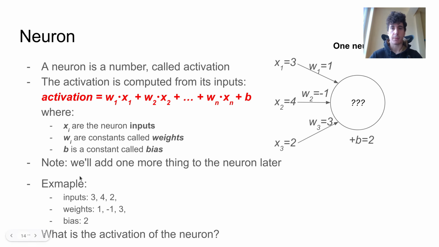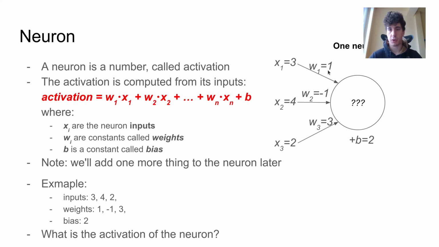So let's take an example. Let's say we have inputs 3, 4, and 2, weights 1, minus 1, and 3, and this bias is 2. Now let's try to apply this formula and see what should be the number inside the neuron. Try to compute it, put a pause here, and come back when you have the result.